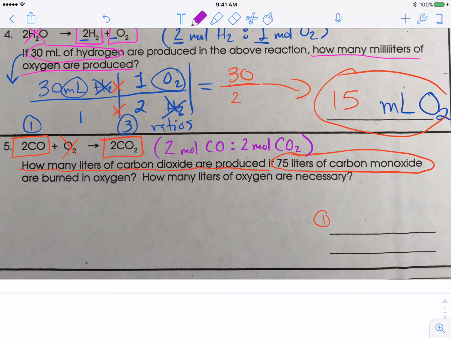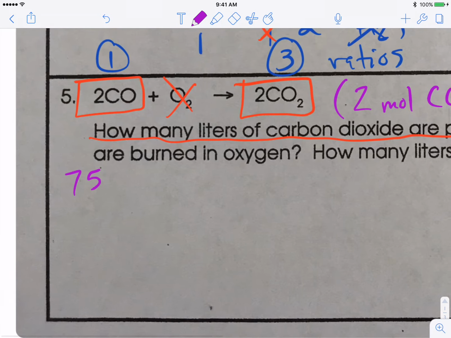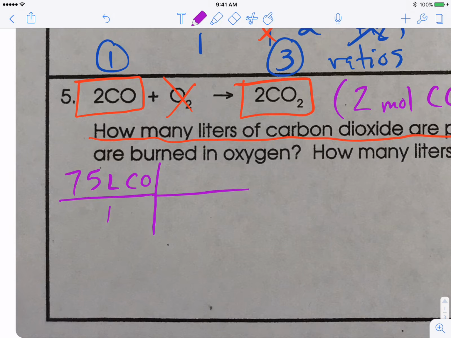Now, you can technically do this in your head if you understand how molar ratios work, but I'm going to go ahead and just show you the full entire steps. So we started off with 75 liters of carbon monoxide, so I'm going to go ahead and write that here. And we'll put that over 1. And remember, we want to cancel out the liters, so we're going to convert it to moles. So remember, it's 22.4 liters for every 1 mole. We can cancel out the liters.